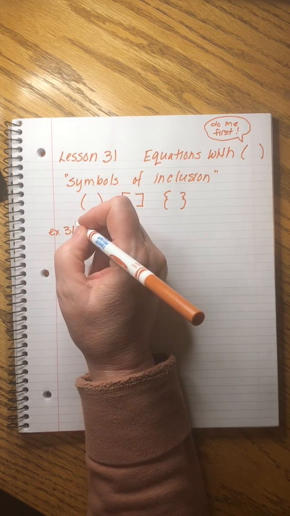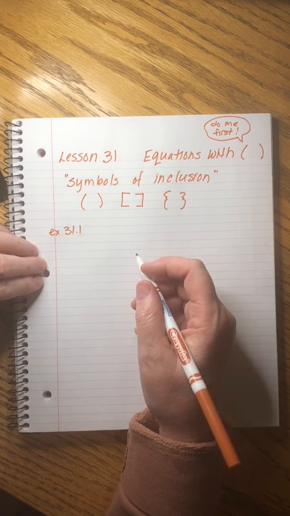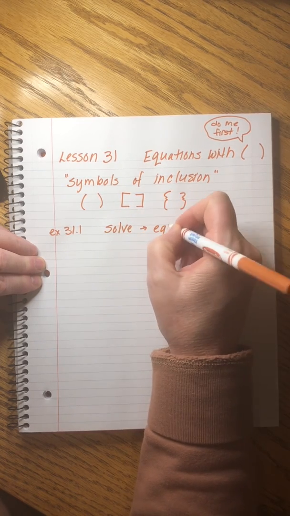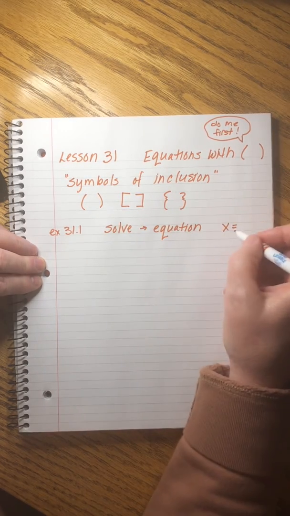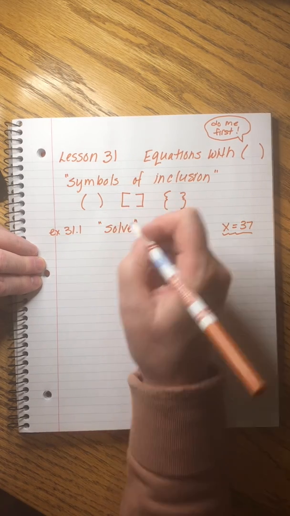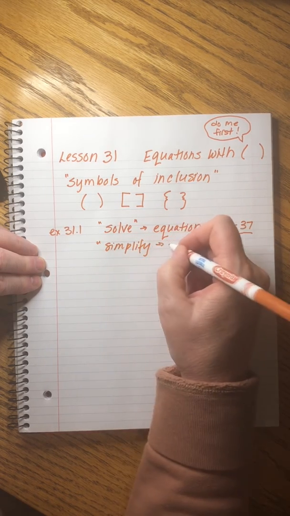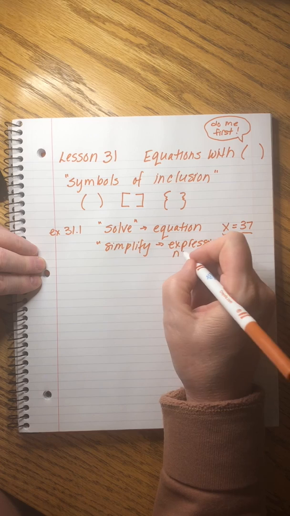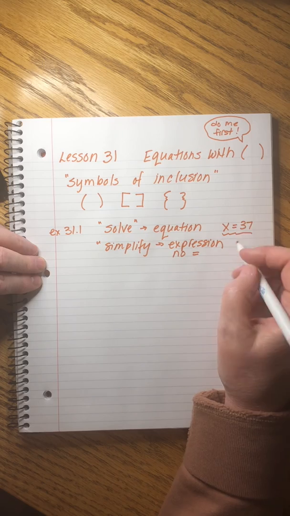31.1. We have 5 problems to handle today. Solve is our instructions. Whenever we see solve, we know that we have an equation, and we're going to get an answer like x equals. It might not be x, but we'll get an answer that looks something like that. If we have instructions that tell us to simplify, that means we have an expression, no equal sign, and that means our answer is probably not going to be so precise.